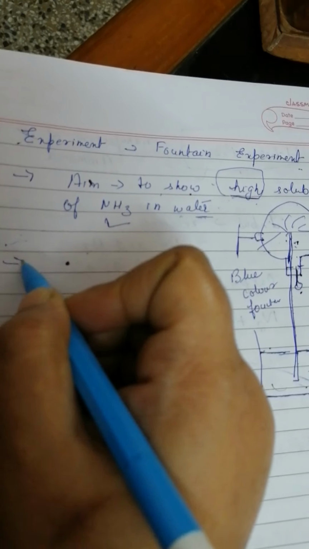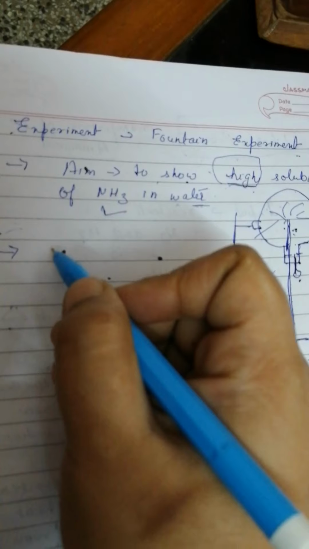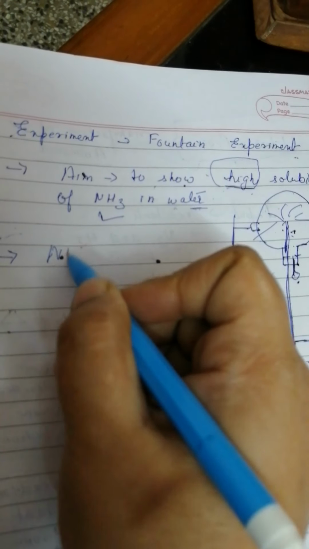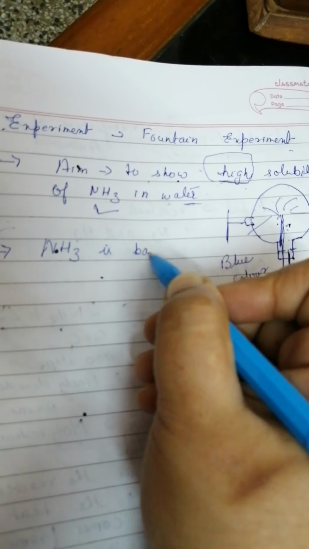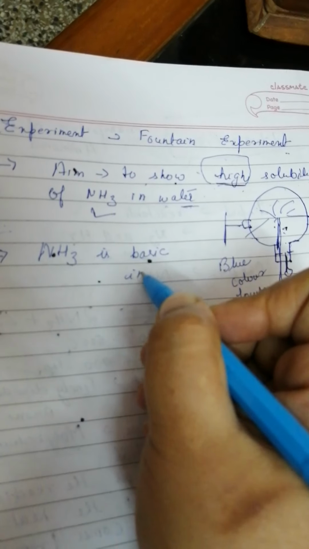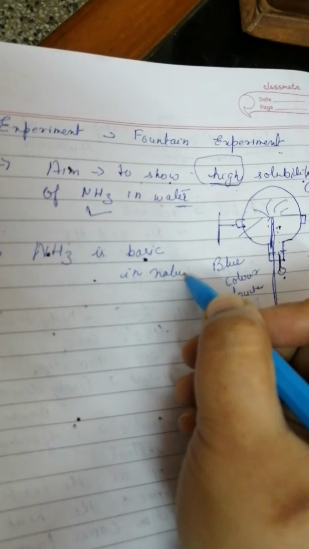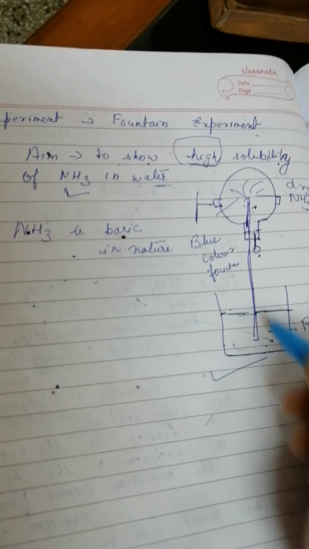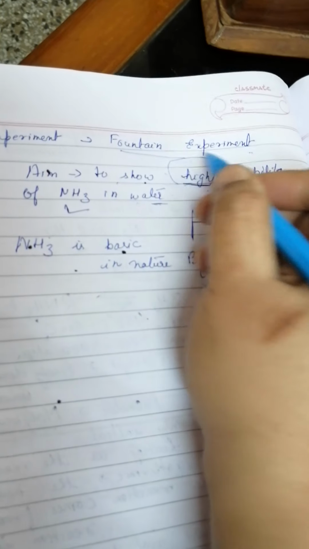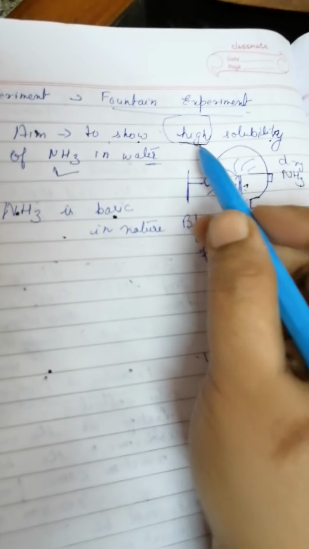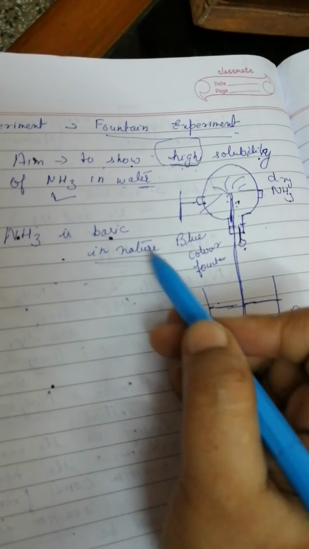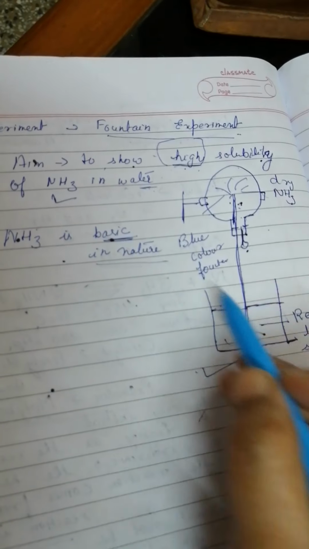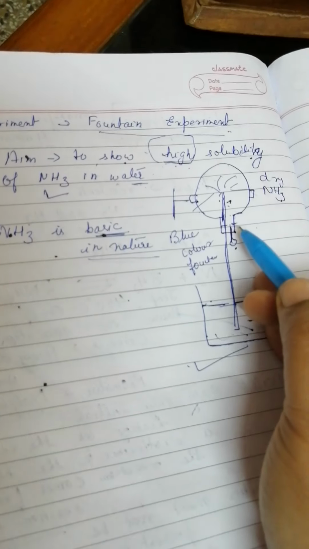Along with that, it also tells about the nature of the ammonia gas. It shows that ammonia is basic in nature. So there are two important things that we come to know from this fountain experiment. Name of the experiment is fountain experiment. The aim is it shows high solubility of ammonia in water, and it also shows that ammonia is basic in nature because it changes the red litmus to blue.